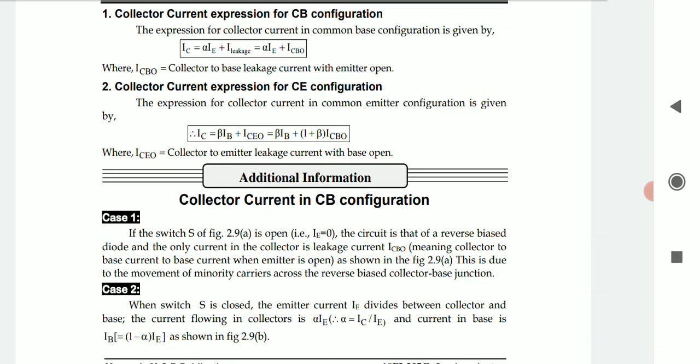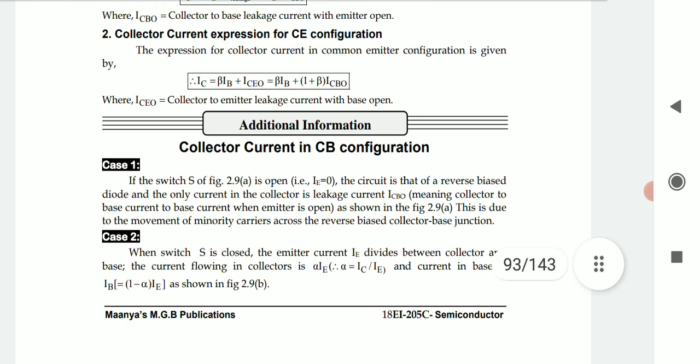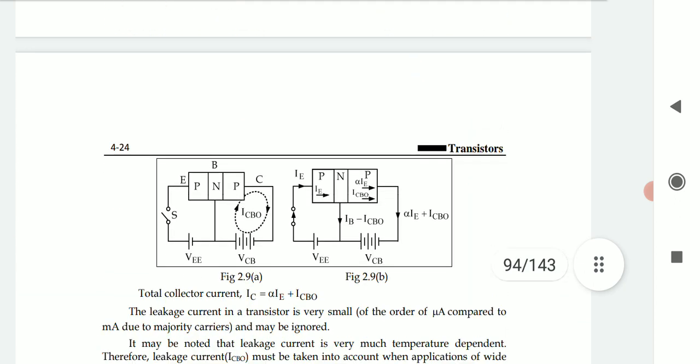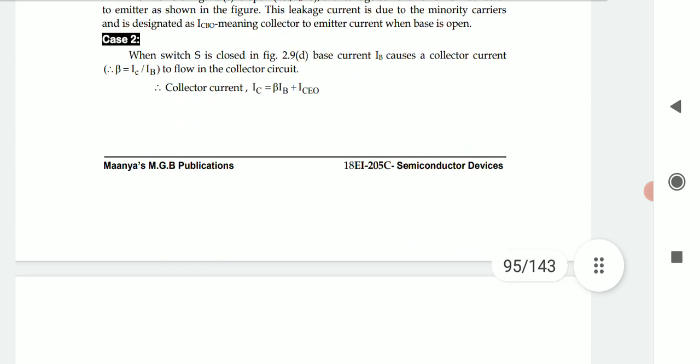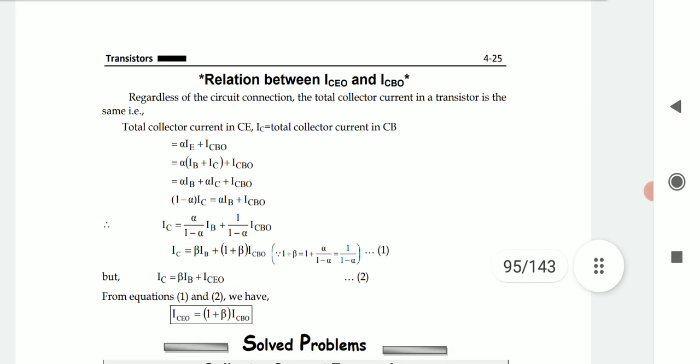Next, the collector current expression for common emitter configuration is IC is equal to beta IB plus ICEO, where ICEO is written as 1 plus beta into ICBO from the above equation. You can get IC is equal to beta IB plus 1 plus beta into ICBO, where ICBO and ICEO are the leakage currents in common base and common emitter configurations respectively. This is the additional information that has been given.